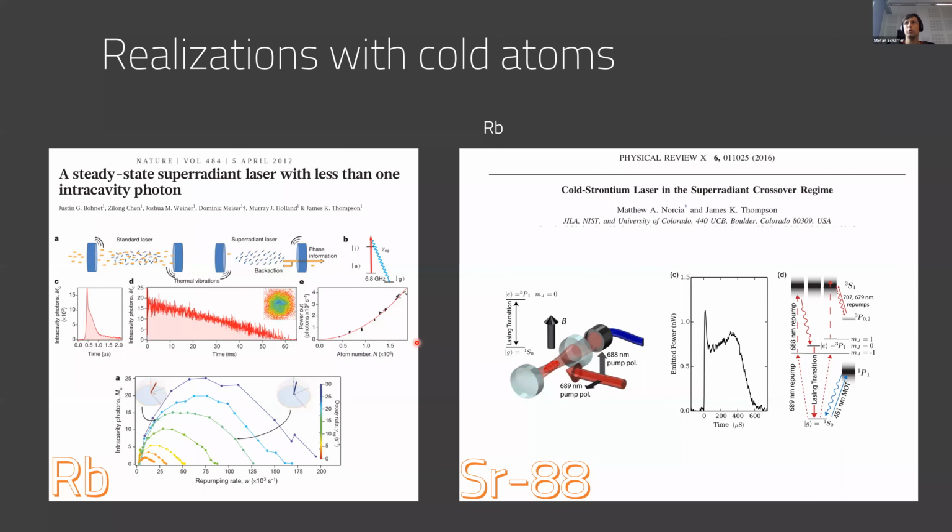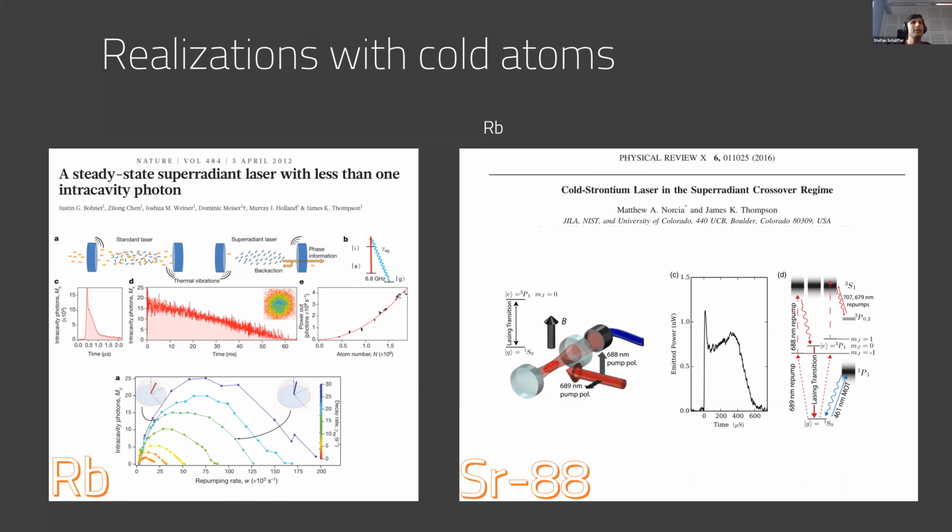Here are some realizations by James K. Thompson's group again, where they actually realize quasi-continuous operation. So they do this by repumping the atoms inside optical lattices. This first one is on rubidium. So here we're cheating a little bit in the sense that we're actually in this decay regime with atomic spacing much smaller than the wavelength.